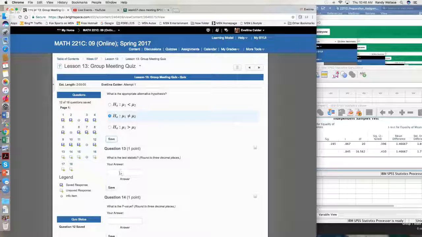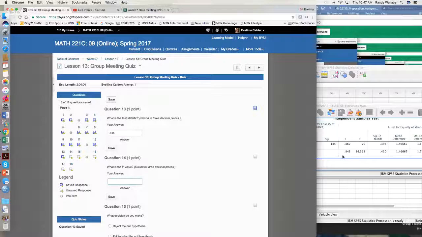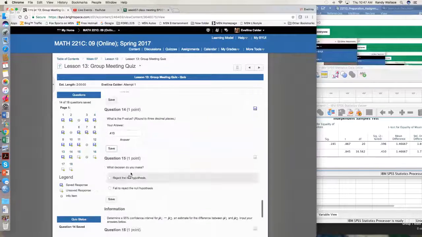The test statistic is 0.845. Okay. So what is the p-value? The p-value is 0.410. We don't have to do anything because it's a two-tailed test. What decision do you make? So it's 0.05. So we're going to fail to reject it since it's bigger, right? It's larger, yes.